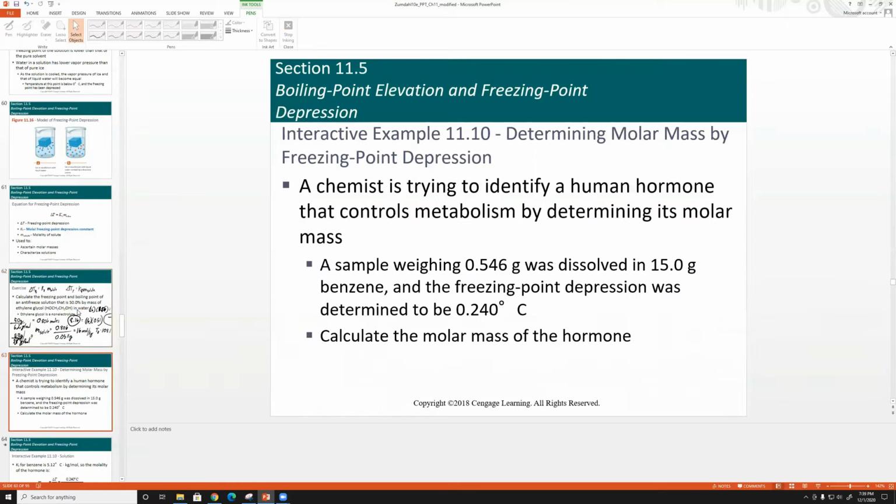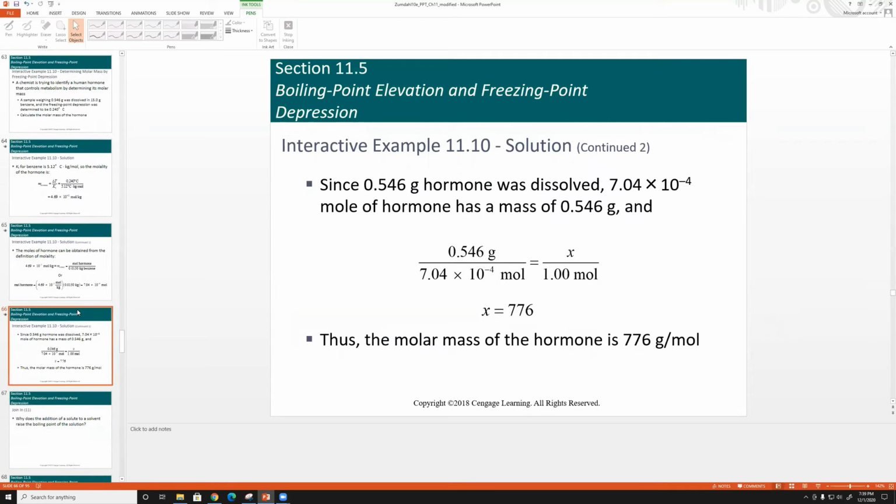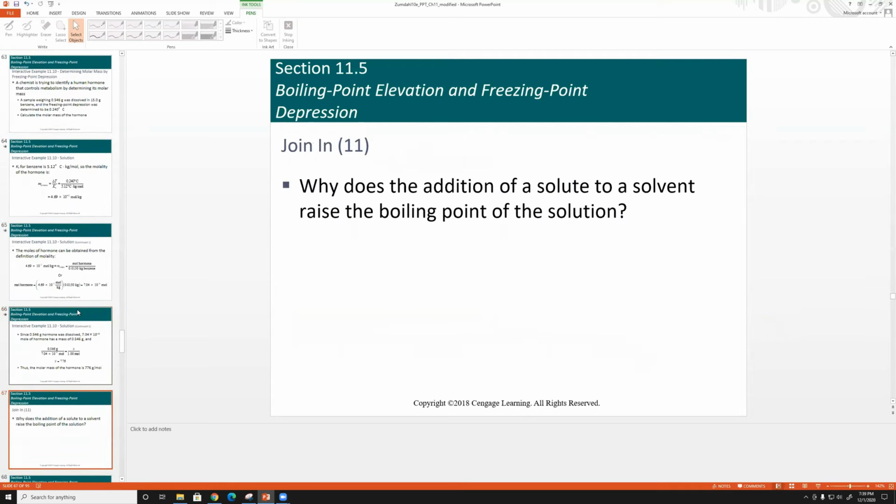No? All right. So here's another example where you can figure out the molar mass using the freezing point depression. We already did one using the boiling point elevation, literally the same exact concept. So we can go over that. You can do it on your own if you want. Next one, why does an addition of a solute to a solvent raise the boiling point? So we did talk about that.